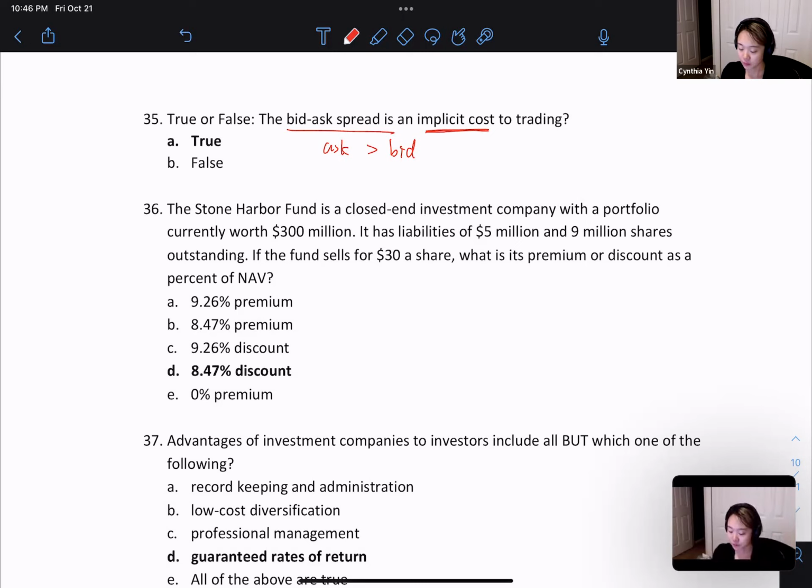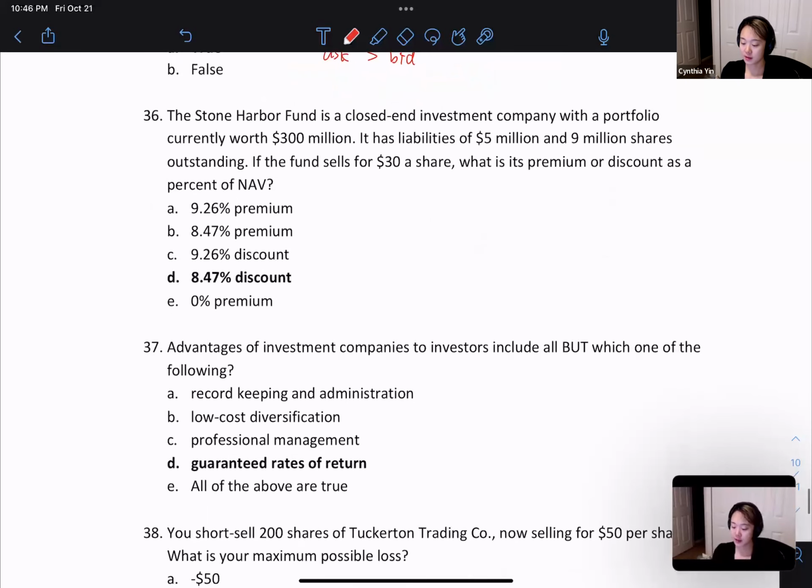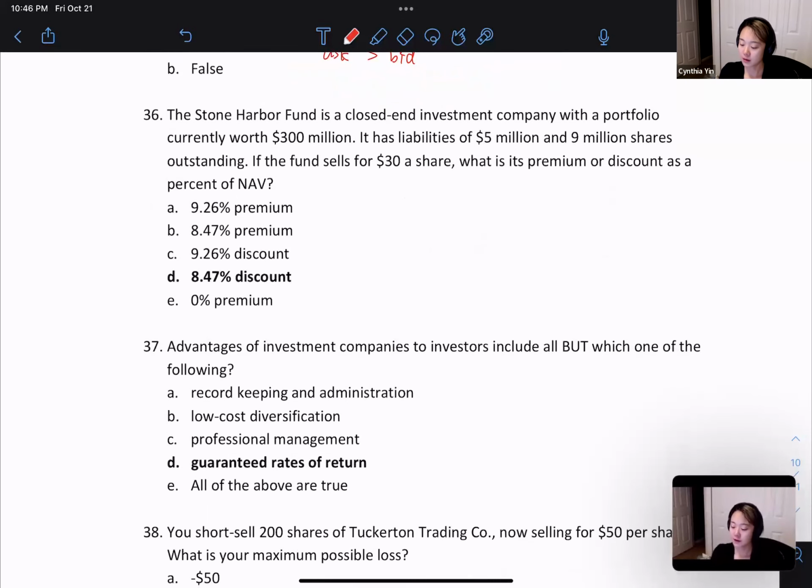Okay. And 36, this fund is a closed-end investment company. This is in chapter 4, mutual fund, with a portfolio currently worth 300 million. So the asset is 300 million.